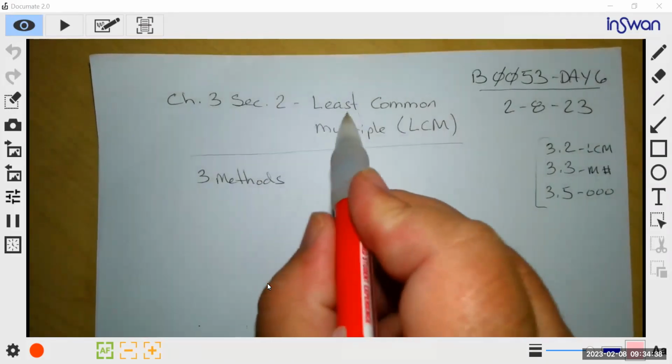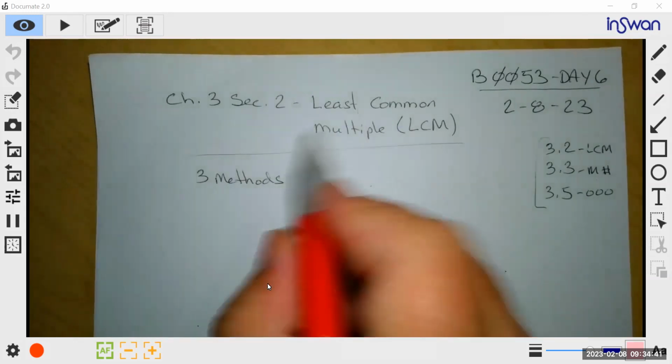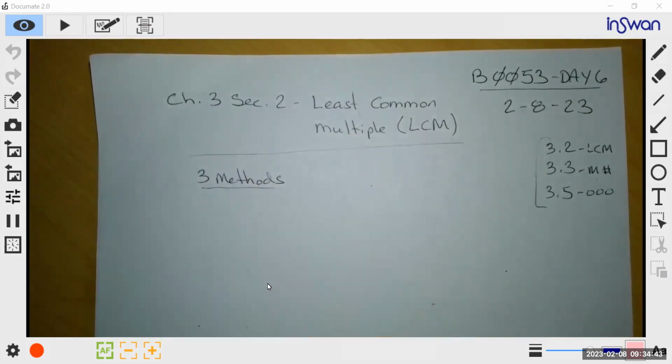So with the least common multiple method, with operations, there are 3 methods. We're going to go through all 3 different methods. You can choose whatever method you like when you solve these things.